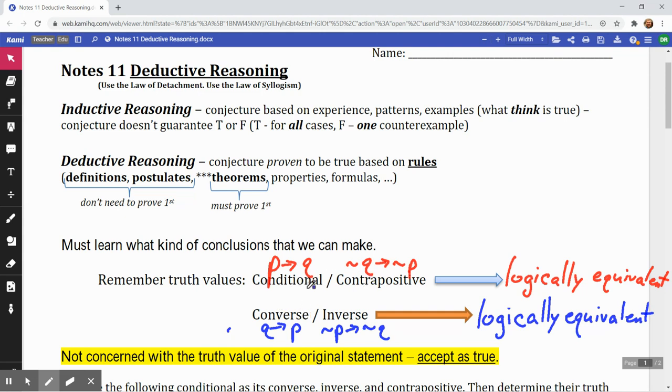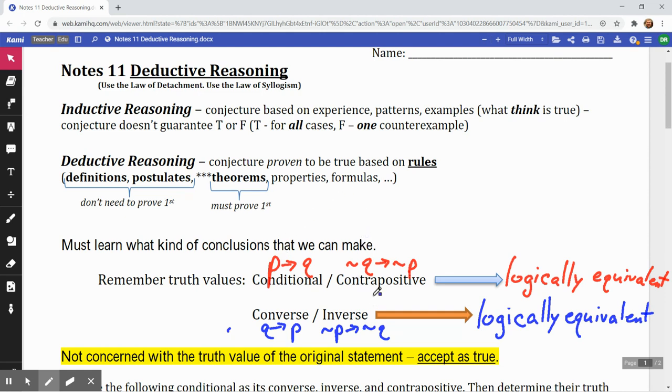So if the conditional is true, so is the contrapositive. But there is no tie between these. If the conditional is true, we don't really know what the converse is until we read it and analyze it. So there is no connection between these two and these two down here, but the guarantee does lie within these pairs. They always have to match in truth value.